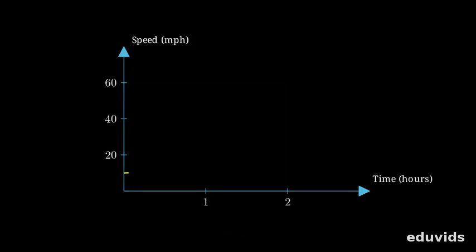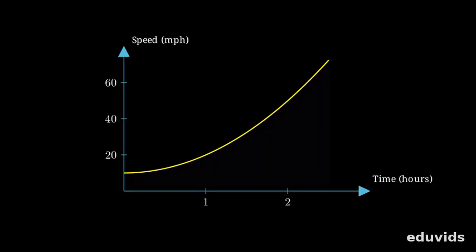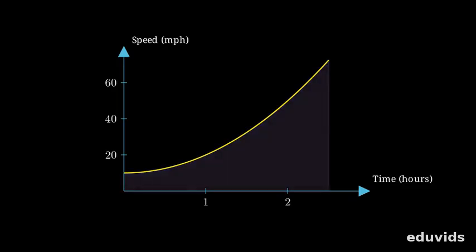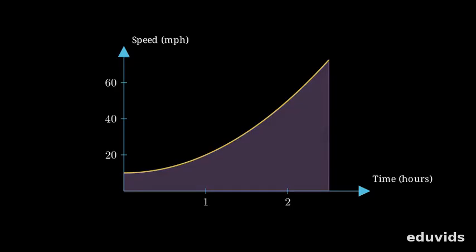But what if the speed isn't constant? What if the graph is a curve, showing acceleration or deceleration? Simple formulas won't work here. The area under this curve isn't a neat rectangle or triangle. So, how do we find this elusive area?